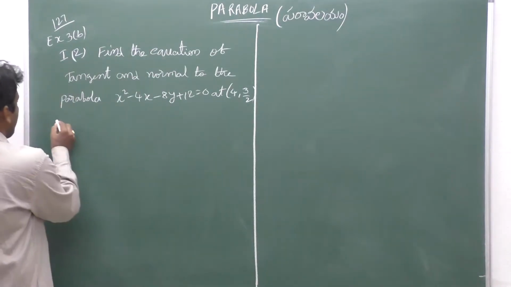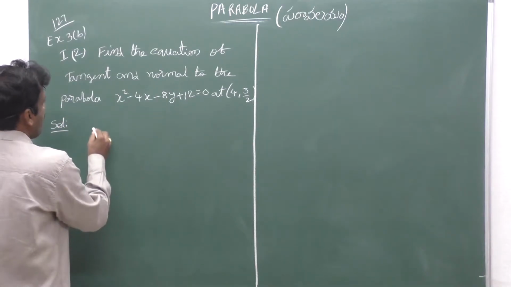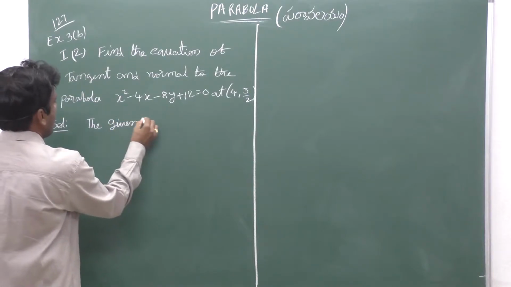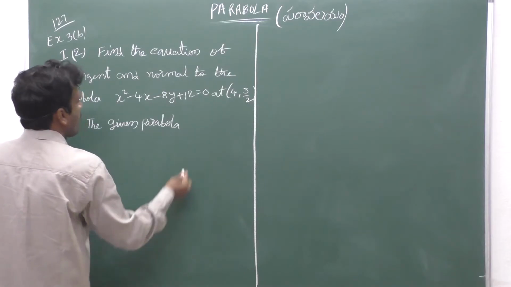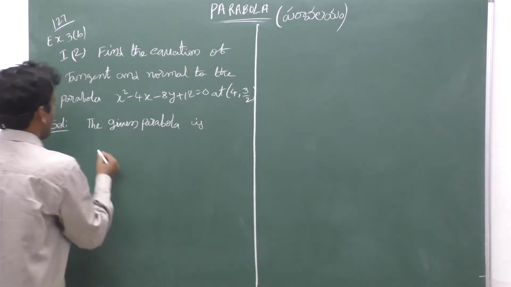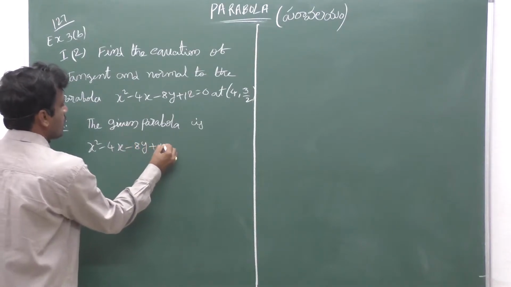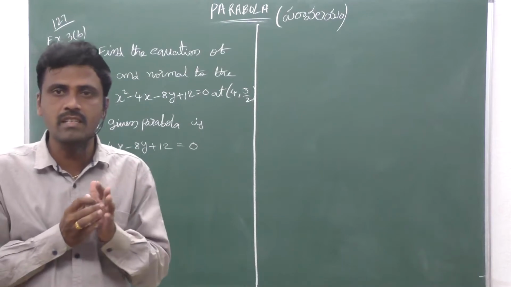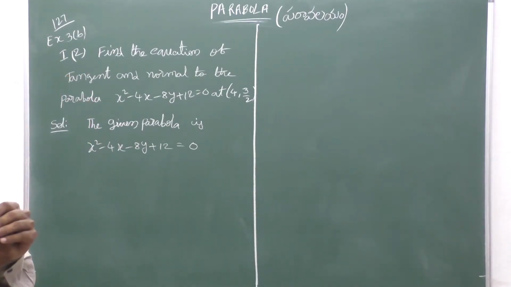Now the solution is: the given parabola is x square minus 4x minus 8y plus 12 equal to 0. First of all, equation of the tangent. For this we want slope and point. Already we have point 4 comma 3 by 2.